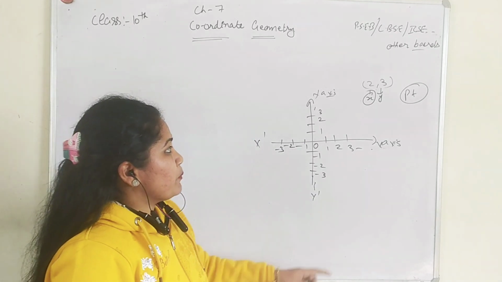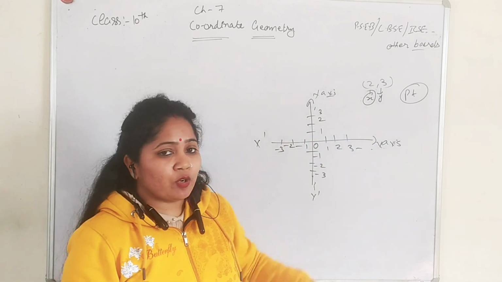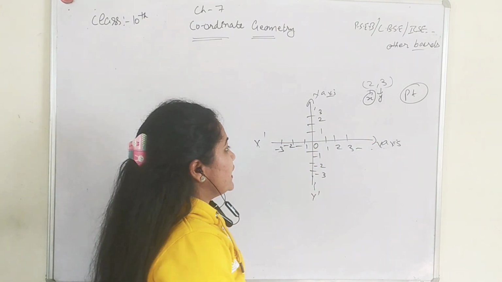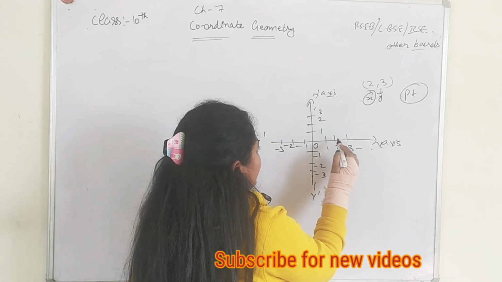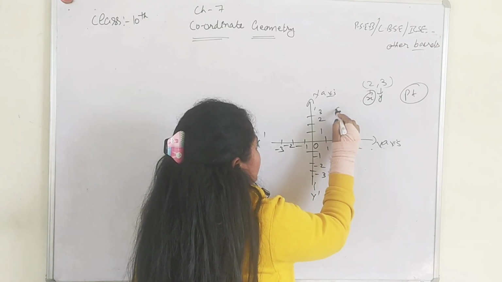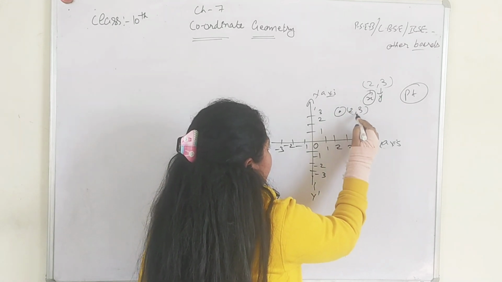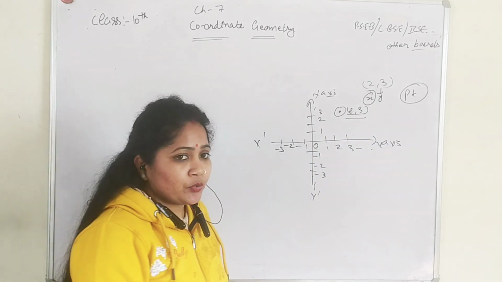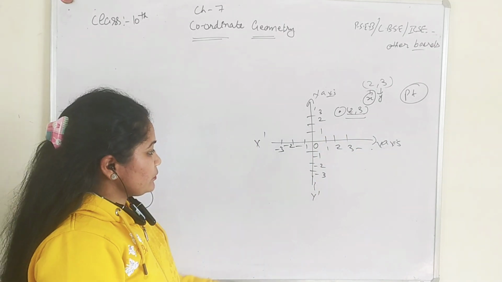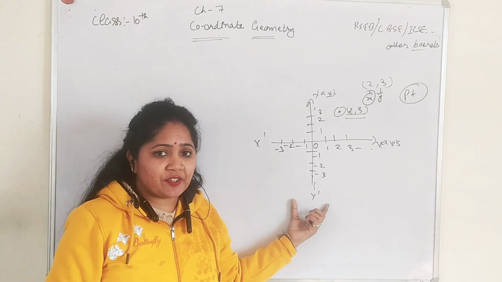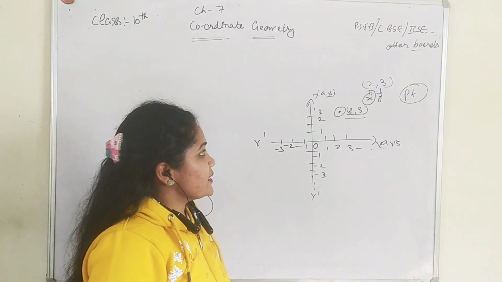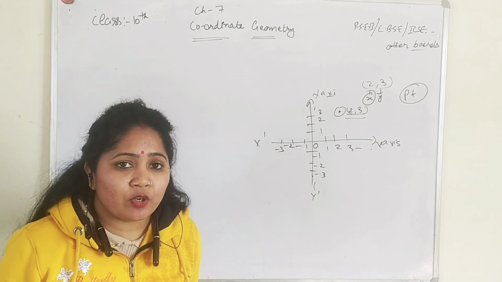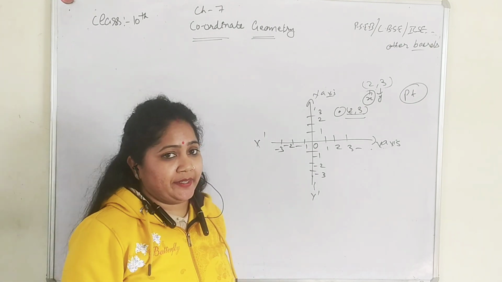Now we will plot the point 2, 3: the first value is x and the second value is y. That means the value of x is equal to 2 and the value of y is equal to 3. That means we get this one point 2, 3. Similarly, you can plot any points. So before starting coordinate geometry, we must know what a point is. A point is the combination of coordinates x and y.